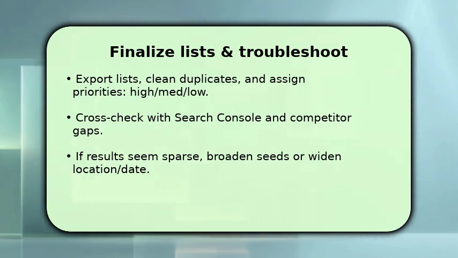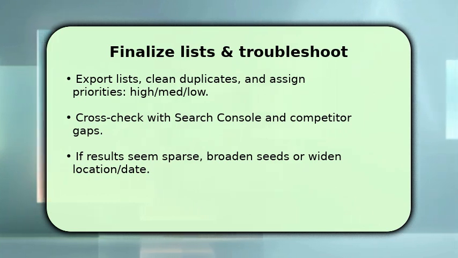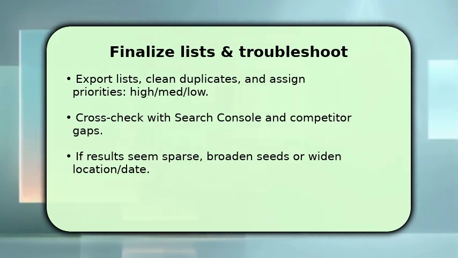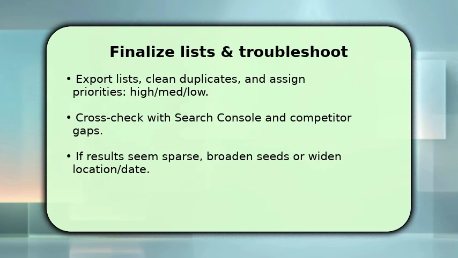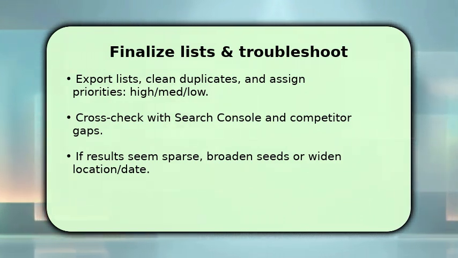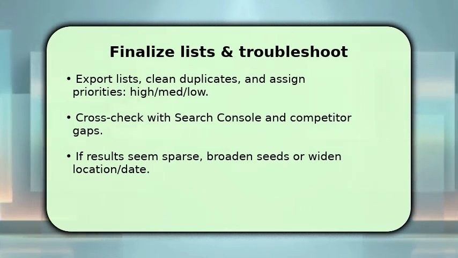Cross-check with Google Search Console to validate actual impression and CTR trends, and scan for competitor gaps to uncover overlooked terms. If you get sparse results, widen the date range, add broader seed phrases, or expand geographic targeting, then rerun discovery. Troubleshoot low relevance by tightening negative keywords or switching intent-focused seeds to improve signal.